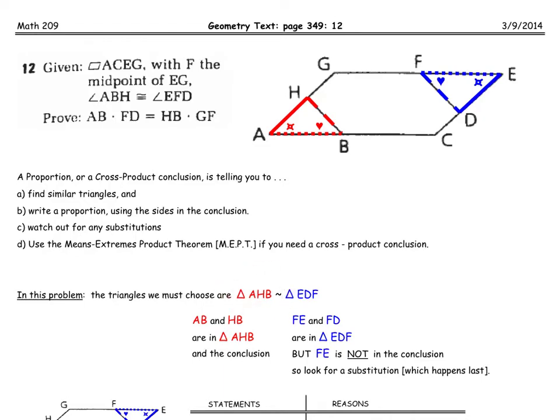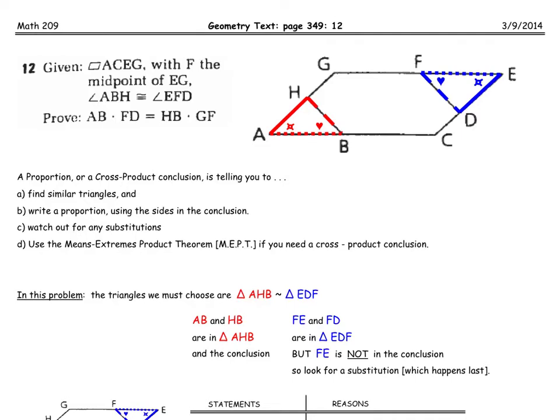Triangle AHB has AB and HB in it, and AB and HB are in our conclusion. Triangle EDF is also a fairly obvious choice. It's the only other triangle in the picture, EDF, and FE, and, oh wait, FE isn't in this picture. FD is, yes, but not FE. Oh no, what do? They have GF, and we have FE. I guess we'll have to figure that one out as we go along.